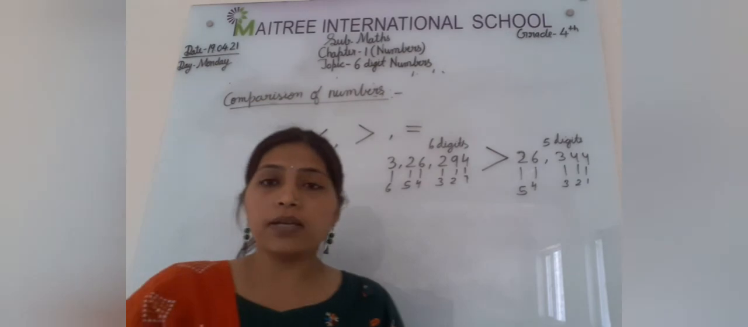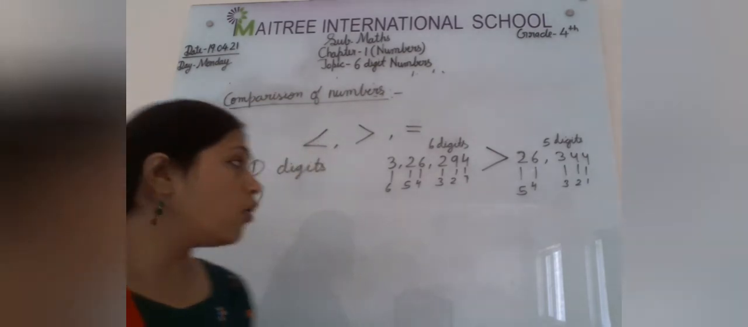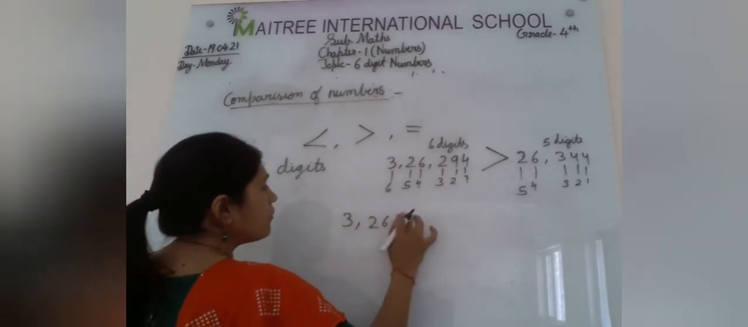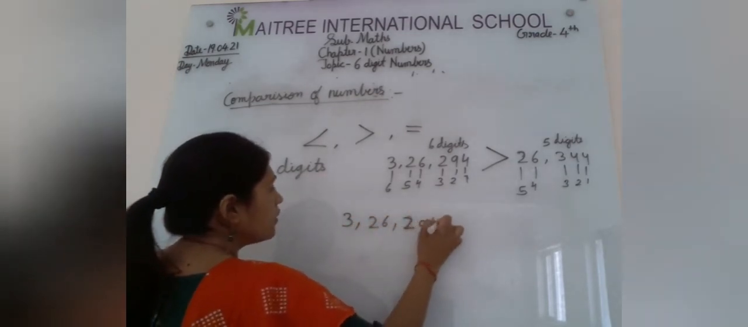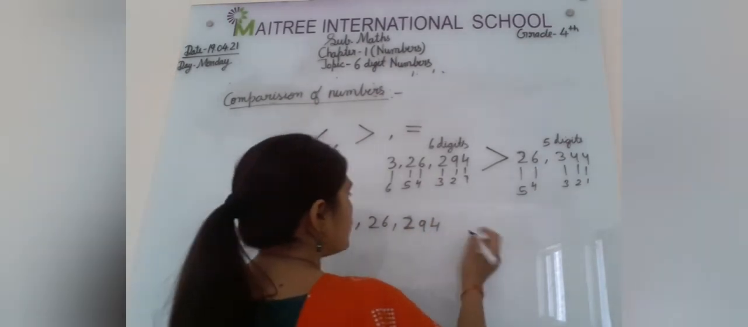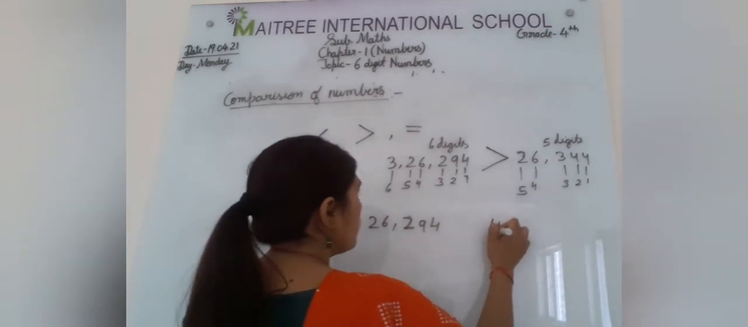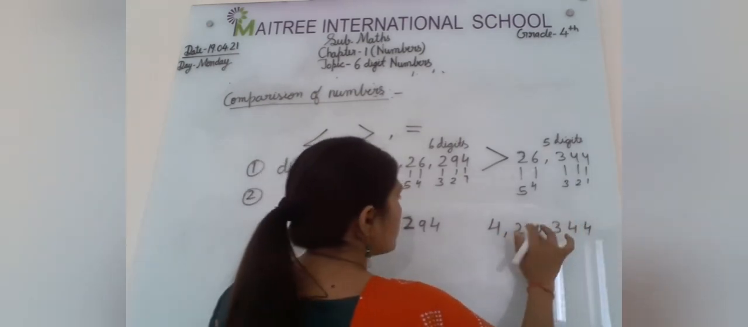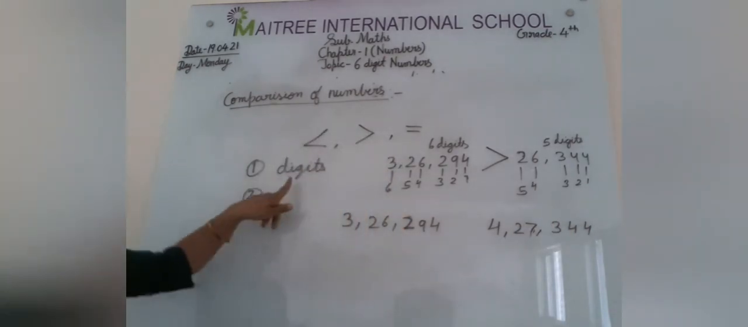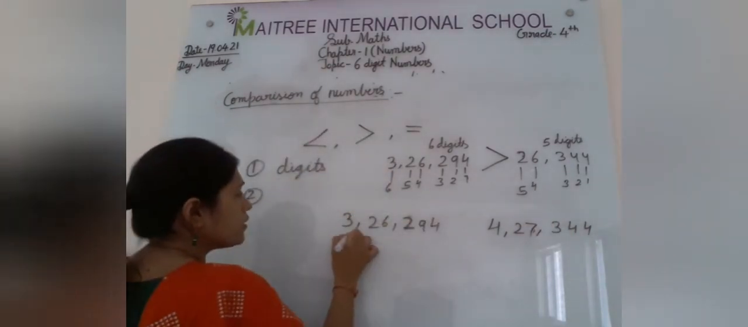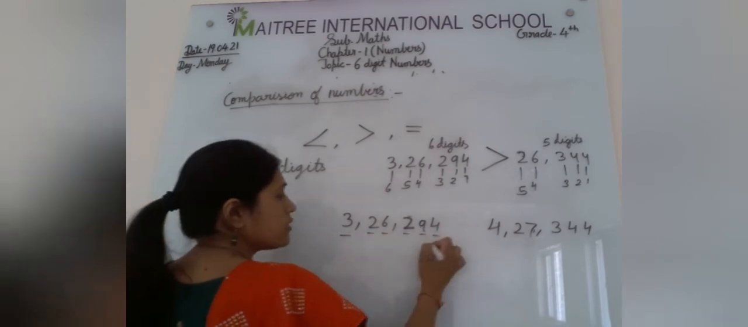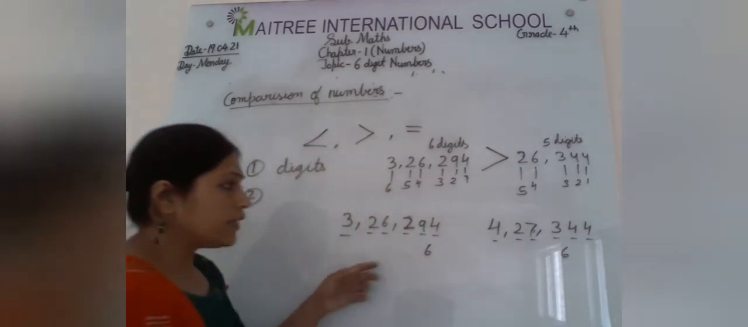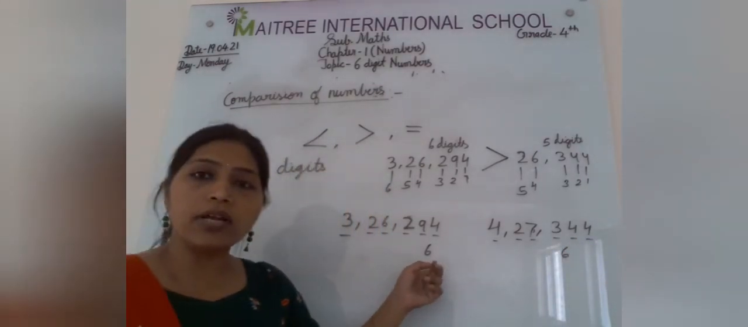But sometimes what happens if we have the same number of digits? Okay, let's take the next example. The same example I am taking here. 3,26,294, and here also I am taking 4,26,344. So if the digits are the same, now let's count the digits: 1, 2, 3, 4, 5, 6 digits. Here 1, 2, 3, 4, 5, 6, 6 digits. If the digits are the same, then what will we do next?